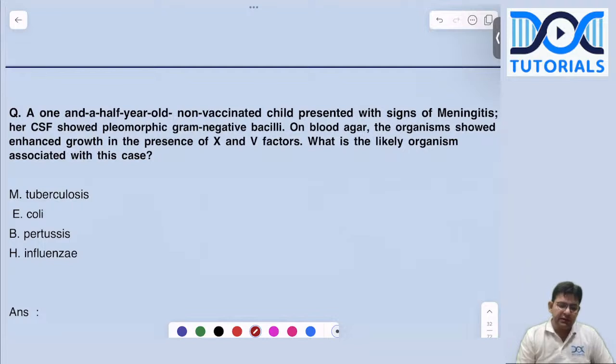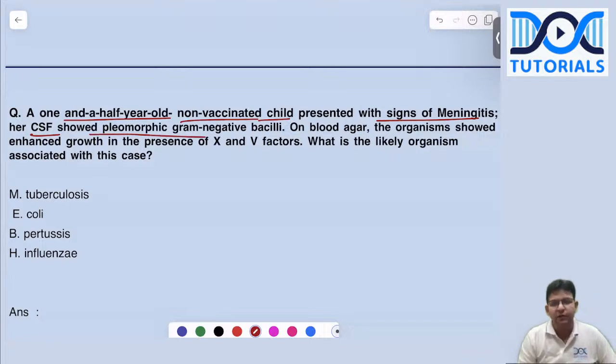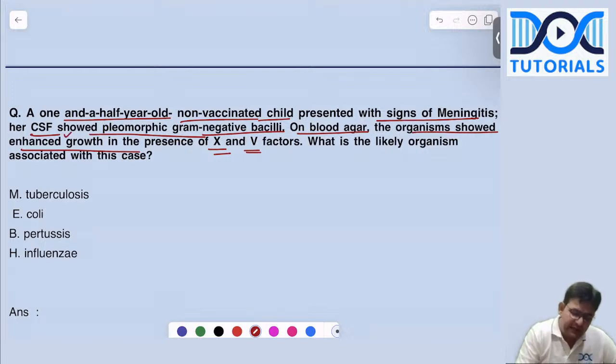Now, guys, a 1.5 year old non-vaccinated child presented with signs of meningitis. The CSF showed pleomorphic gram-negative bacilli. What does it show? Gram-negative bacilli on blood agar. The organism showed enhanced growth in the presence of X and V factors. X and V come in the form of discs. So it shows enhanced growth in the presence of what? X and V. What likely organism are we talking about?